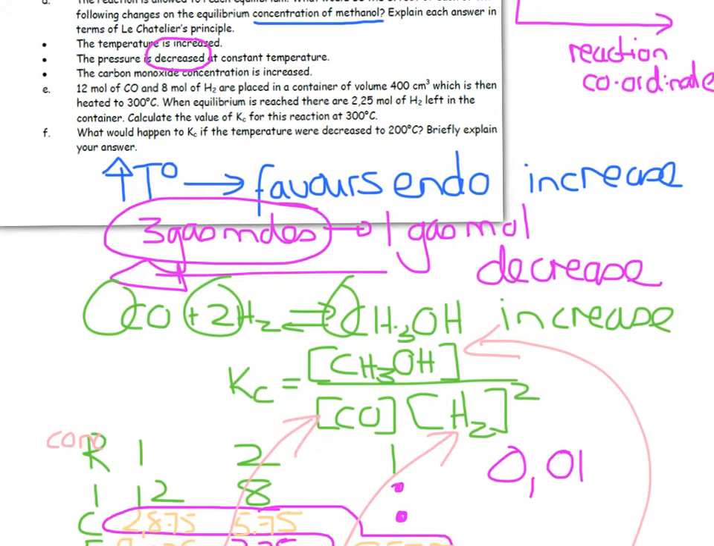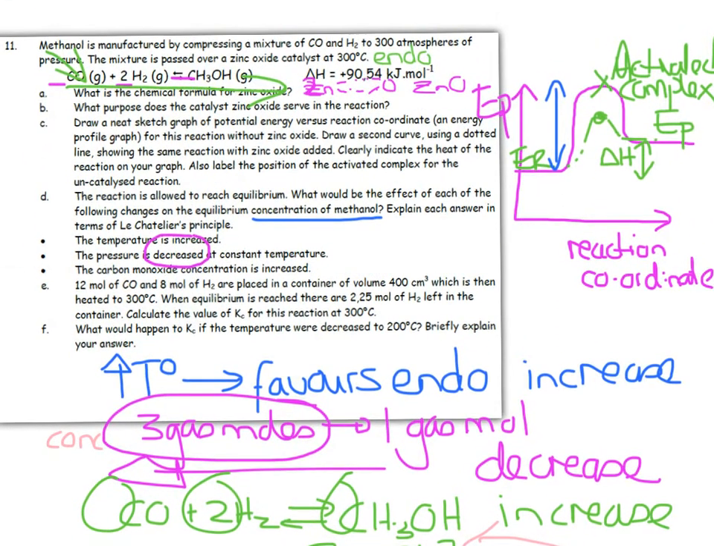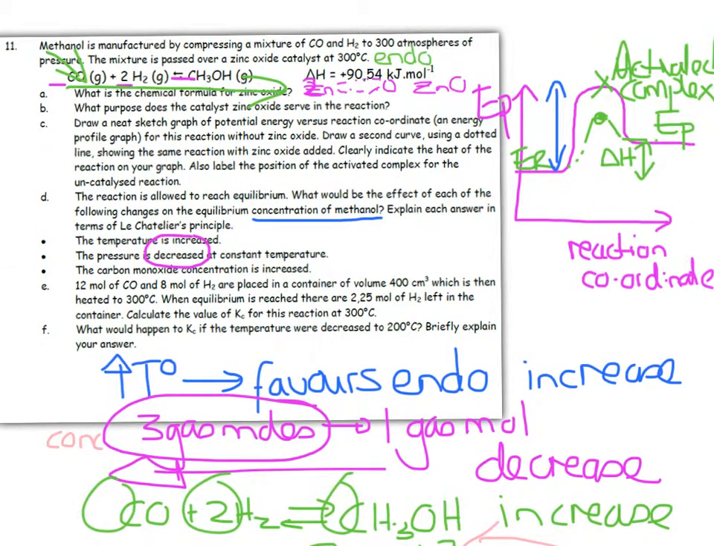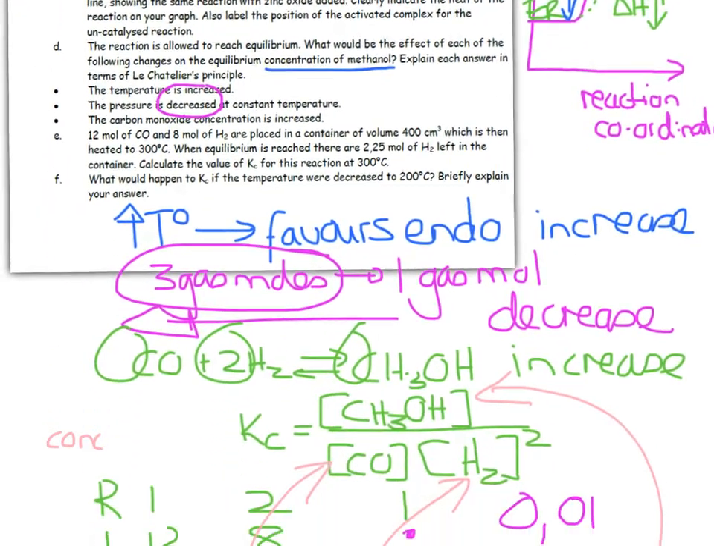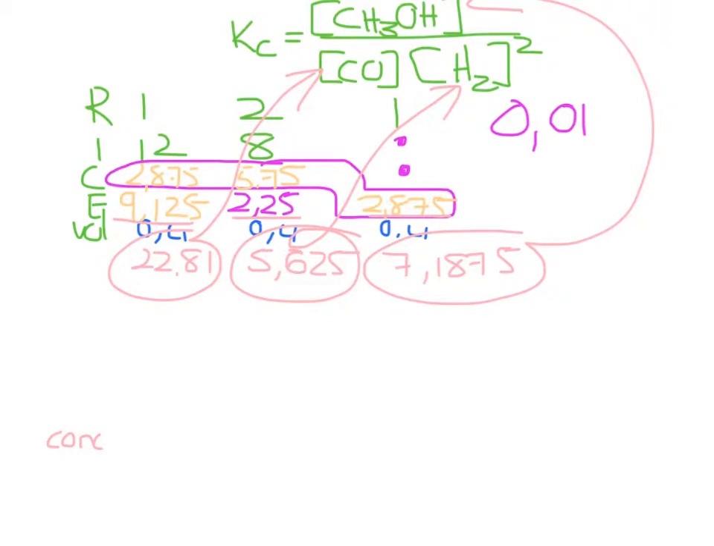And then it says, what would happen to Kc if the temperature were decreased to 200 degrees centigrade? Briefly explain. If I decrease the temperature of an endothermic reaction, I will favor the exothermic, which is the reverse reaction. So if the reverse reaction is favored, this Kc value would decrease even further. And remember, a change in temperature is the only thing that can change Kc.